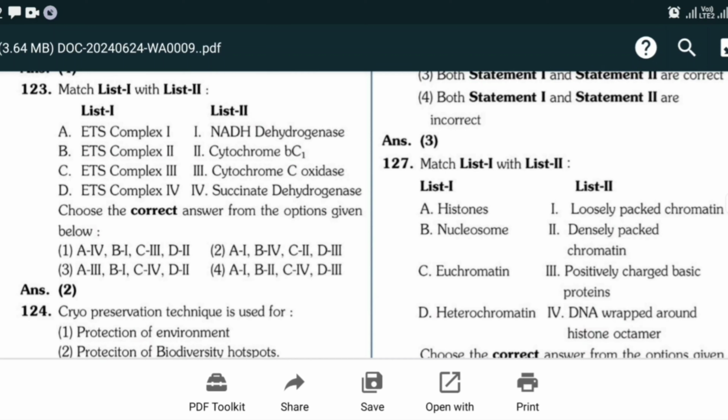Then ETS complex number 1. So this is from respiration in plants. ETS complex 1 is NADH dehydrogenase. Then ETS complex 2 is succinate dehydrogenase, from the citric acid cycle, where during this conversion FADH2 is released and utilized in ETS complex number 2. Then ETS complex number 3 is cytochrome b-c1 and ETS complex number 4 is cytochrome c oxidase. So the correct option is the second option.